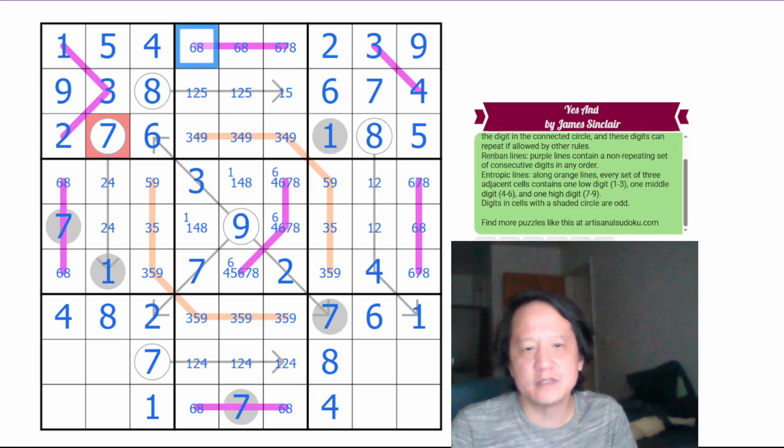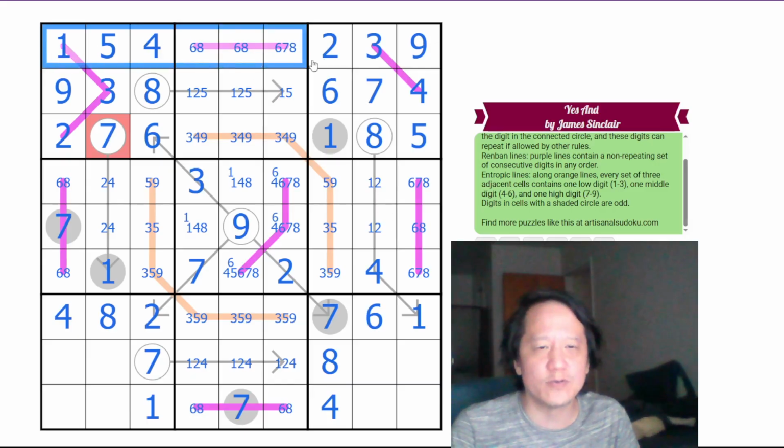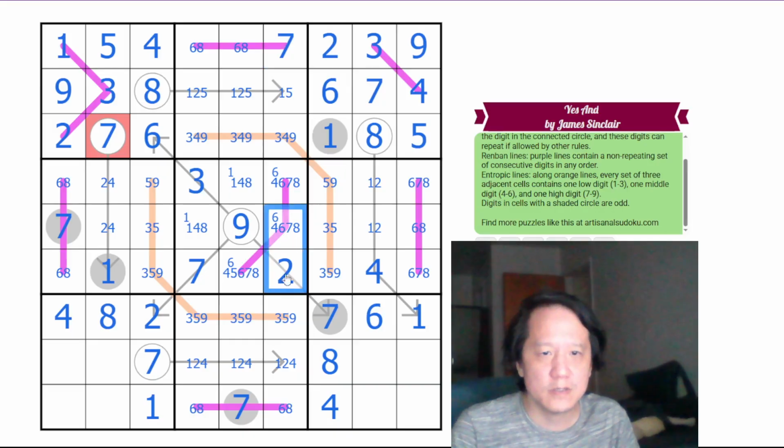7 eliminates 7 here. Where's the 7 remaining in row 1? It has to be here. This cannot be 5, 6, 6, 7, 8 anymore. So this must be 4, 5, 6. And 5 cannot be either of these cells, so this is a 4, 6 pair, which eliminates 4, 6 in the rest of the box and column.